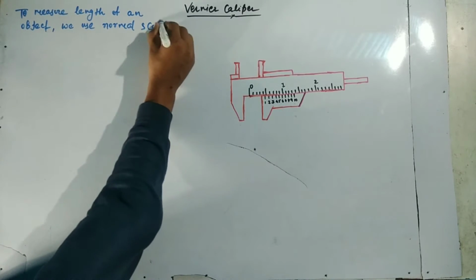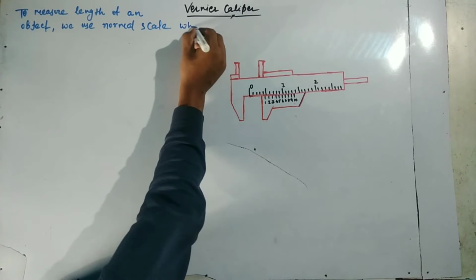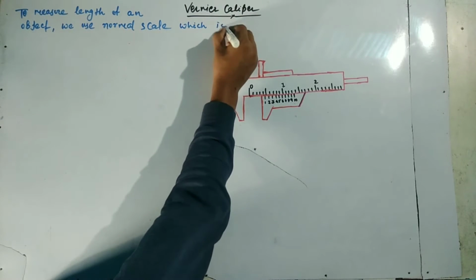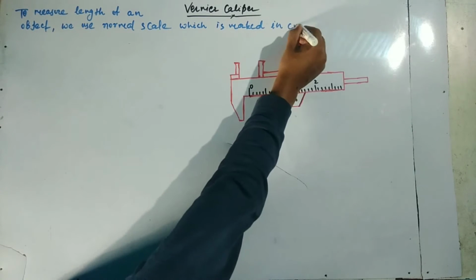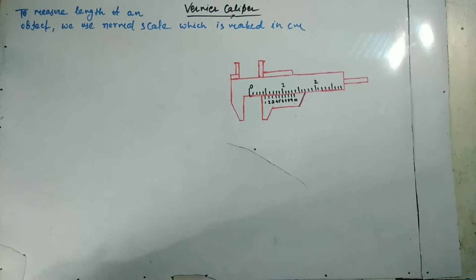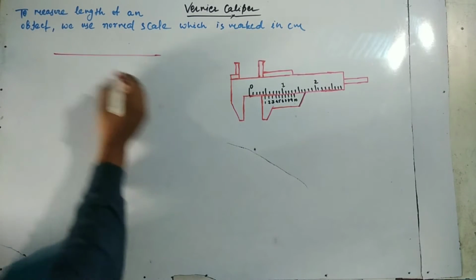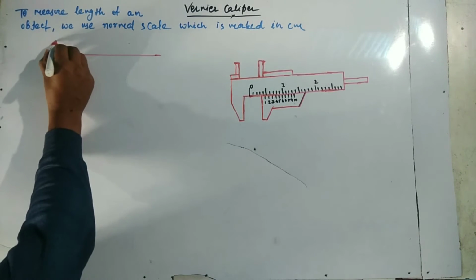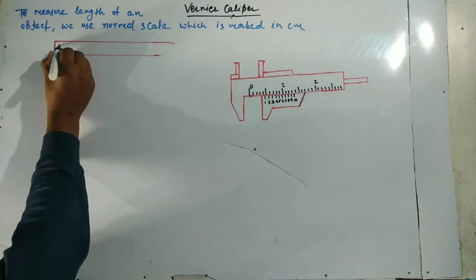In our daily life, for any measurement we use the normal scale, and by the normal scale we can measure in cm, because in a normal scale the unit is not given less than cm. So, to measure the length of an object, we use a normal scale, which is marked in cm.